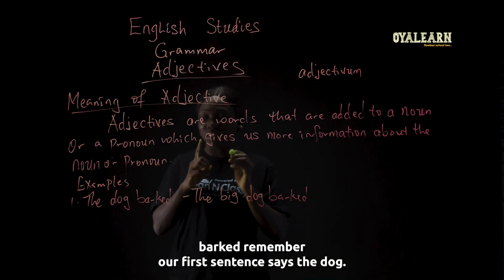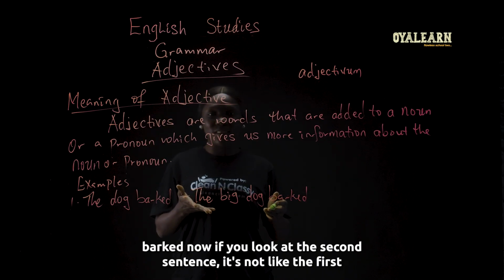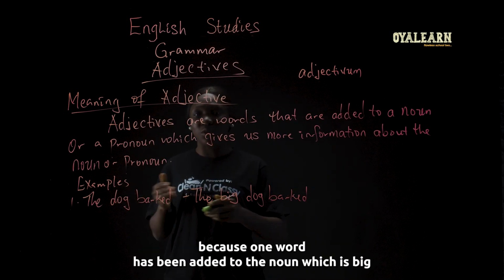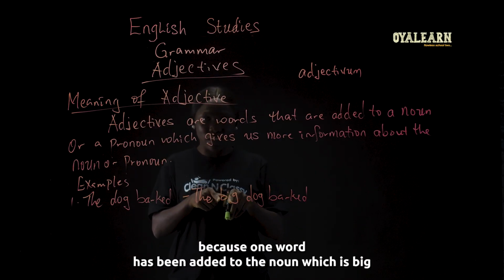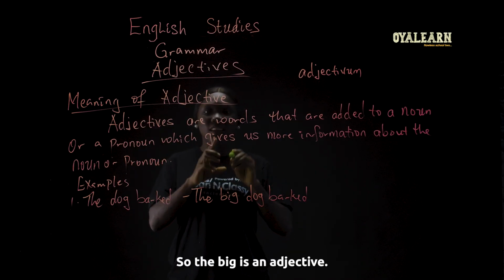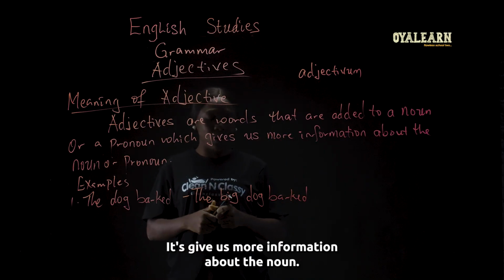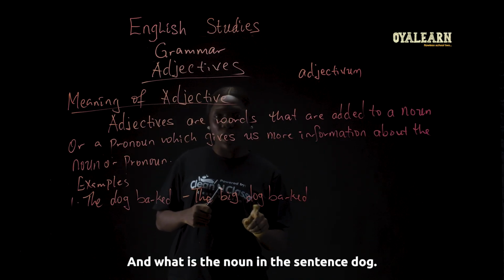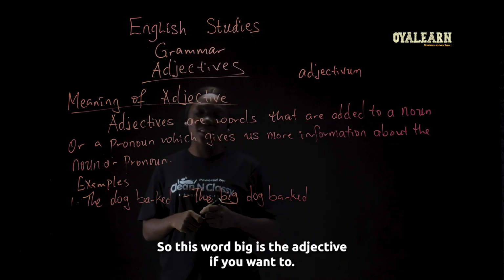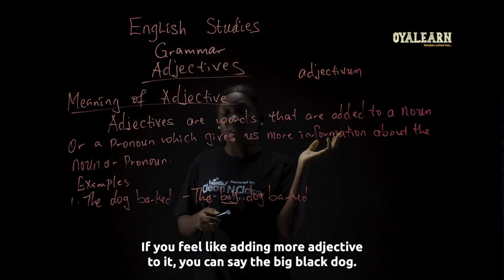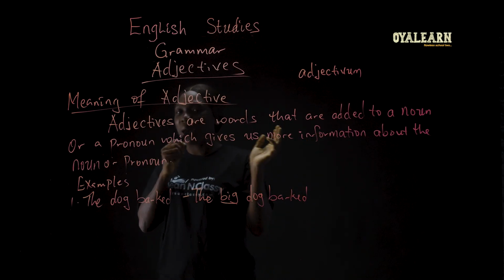Remember, our first sentence says the dog barked. Now, if you look at this second sentence, it's not like the first because one word has been added to the noun, which is big. So big is an adjective. It gives us more information about the noun, dog. If you feel like adding more adjectives, you can say the big black dog barked.